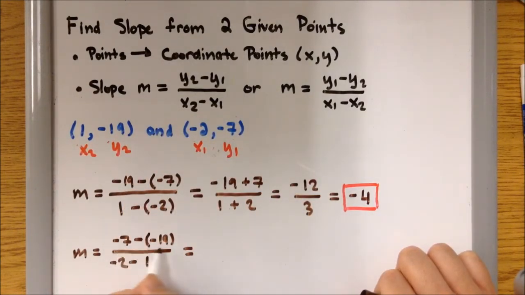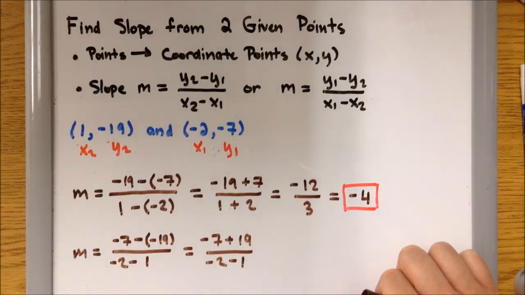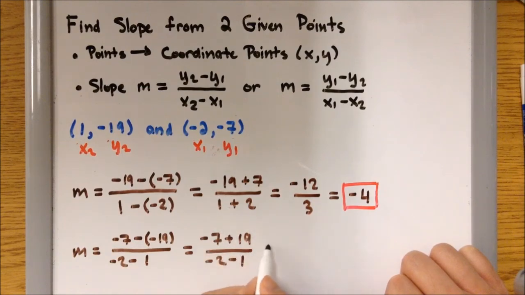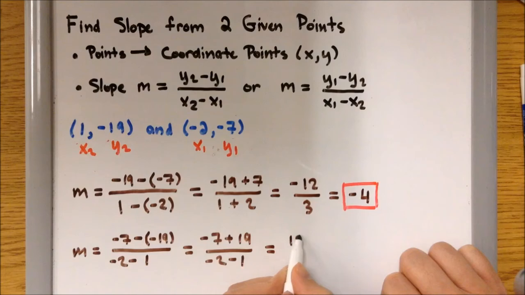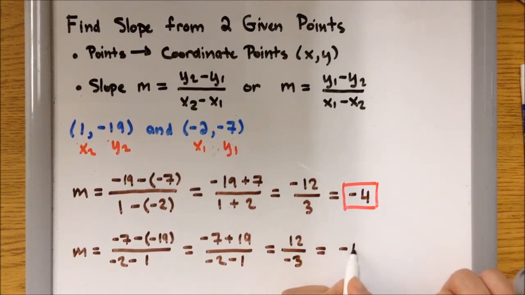So I'm going to simplify the top because it has a minus next to a negative. So it'll be negative 7 plus 19 over negative 2 minus 1. Now I'm going to combine the top. So my numerator, negative 7 plus 19, will be a positive 12, over negative 2 minus 1, which is negative 3. 3 can go into 12, so it will be a whole number. So 12 divided by negative 3 is negative 4.